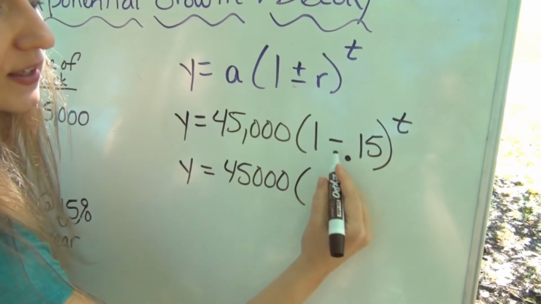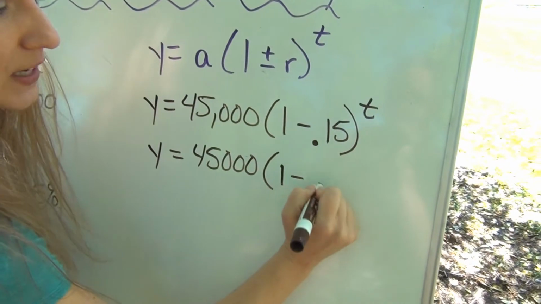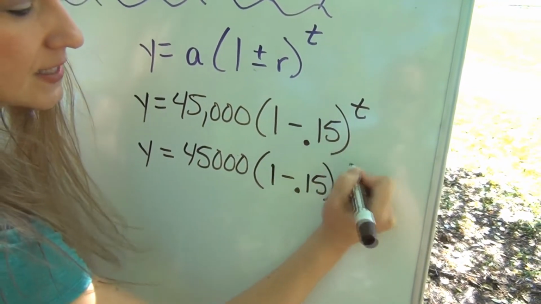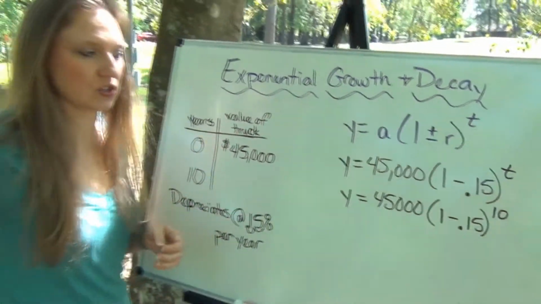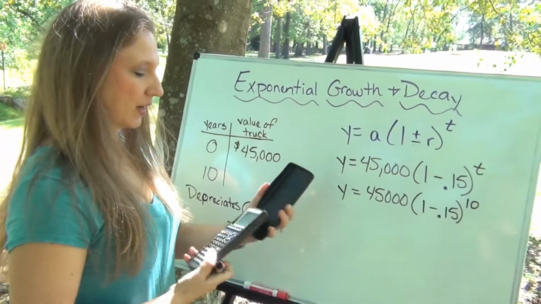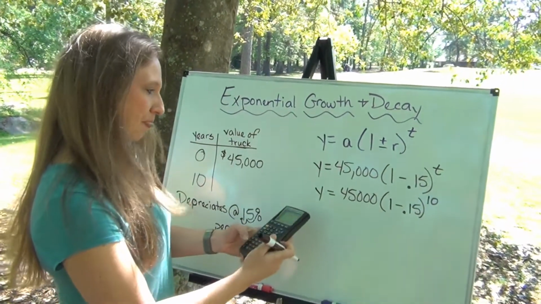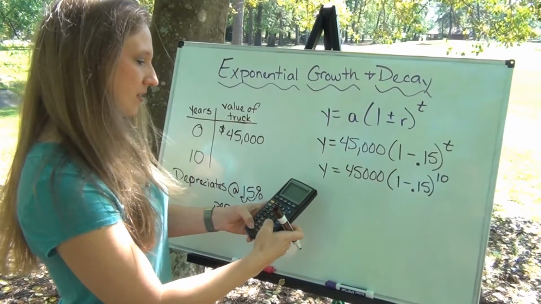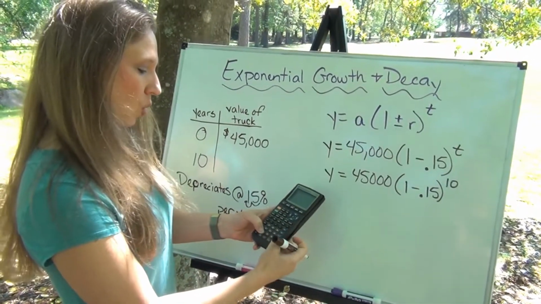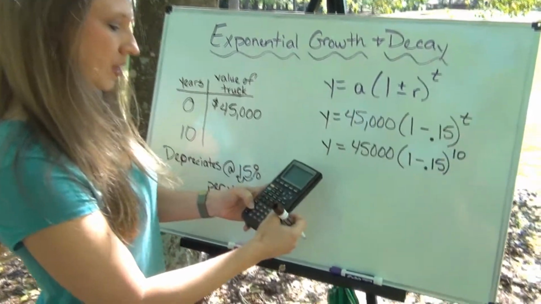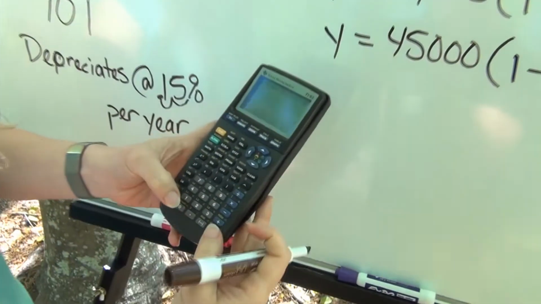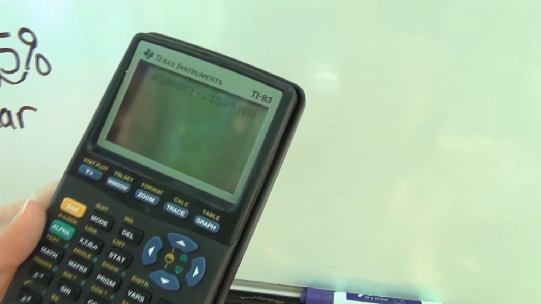I could subtract this, or I could just leave this as 1 minus 0.15. Either way is fine. T is going to be our years. We're wondering how much the truck is going to be worth in 10 years. So, we're going to put that into our calculator. I'm going to type 45,000 times 1 minus 0.15 raised to the 10th power because I'm wondering in 10 years what it's going to be worth.